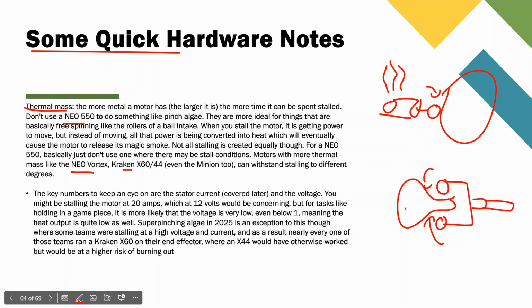Or if you are going to do this, proceed with caution. You have a much higher risk of burning out or overloading your roboRIO, or just things not working the way you want them to.